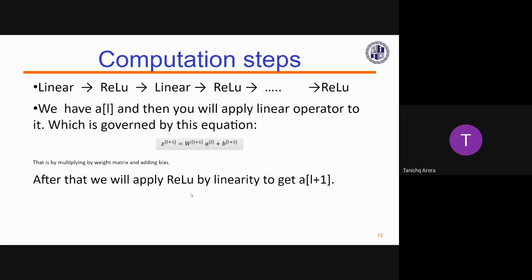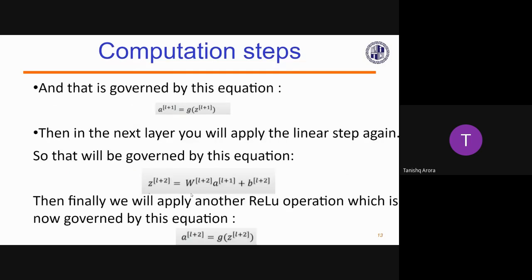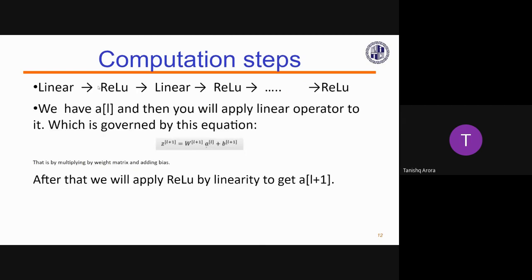After that, we will apply a ReLU to the linearity to get A[l+1]. So it is governed by the equation A[l+1] = g(Z[l+1]). It is a simple equation that is given for any neural network. So for the ReLU case, we have approached from linear to ReLU, and then again we have linear in this case.